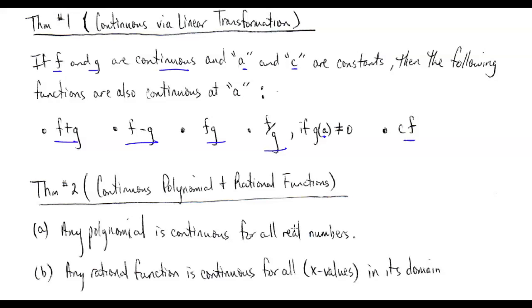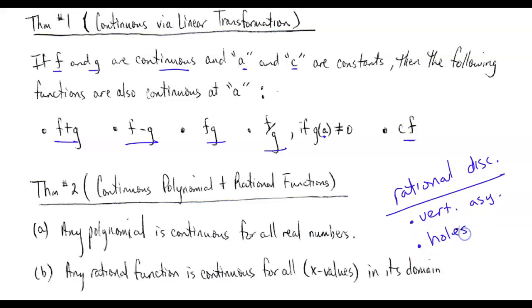Now, a rational function, which I basically call a polynomial fraction, is going to be continuous for all the x values in its domain. Specifically, remember that rational functions only have 2 types of discontinuities: vertical asymptotes, and removable discontinuities, better known as holes. So as long as you are at an x value in a rational function where you do not have a vertical asymptote or a hole, that function will be continuous on that interval of x values.